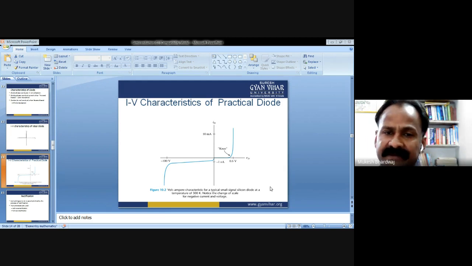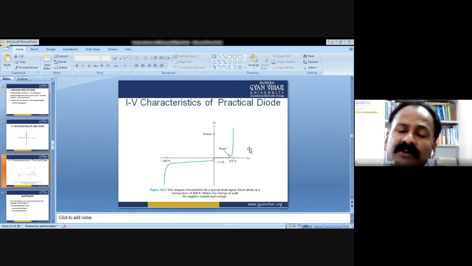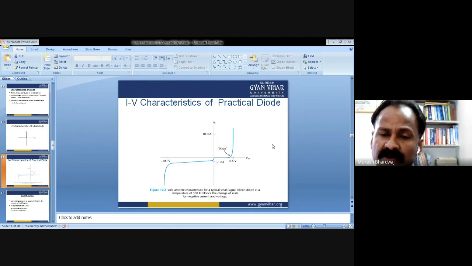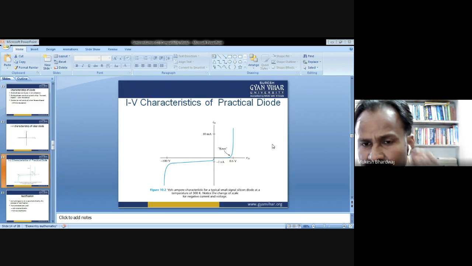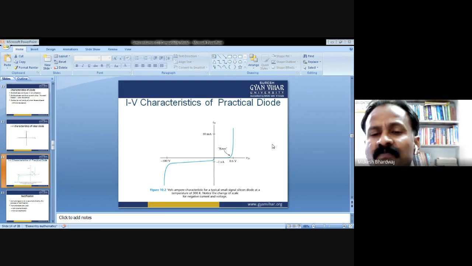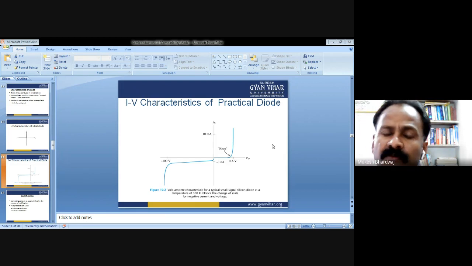This is the practical VI characteristic of a diode. I had already told you that in forward biasing, when you apply the forward bias across the diode, the current will increase according to the exponential form. As you increase the voltage, you reach the knee voltage. Knee voltage is our cut-in voltage, which depends on the type of diode, whether it is a germanium based diode or a silicon based diode, because the cut-in voltage for a germanium based diode is 0.3 volt, and for a silicon based diode it is 0.6 volt.